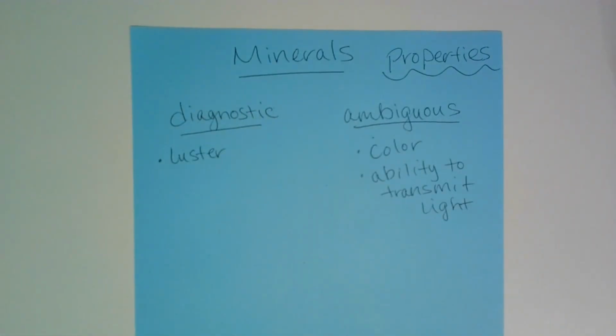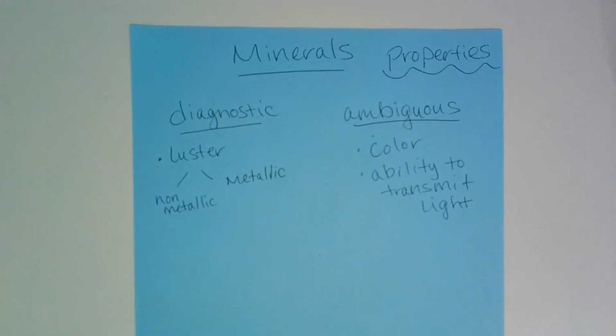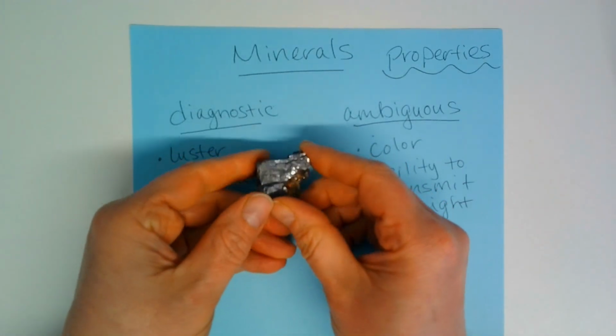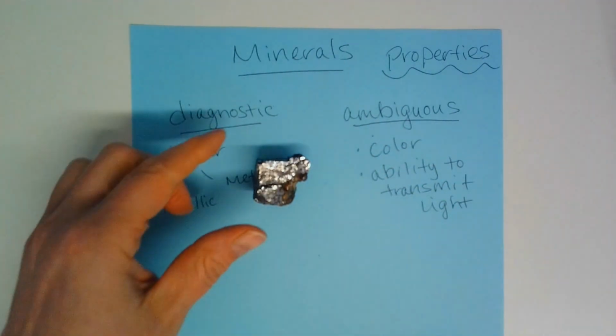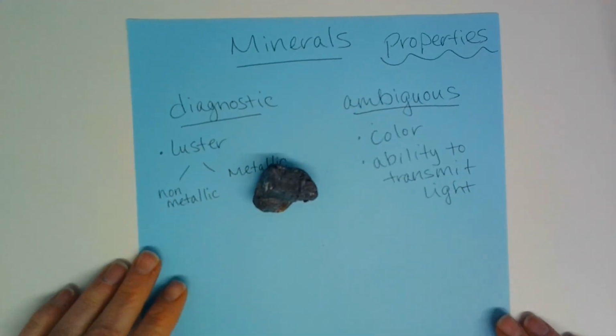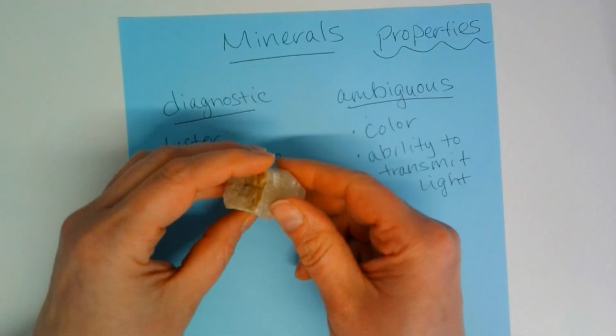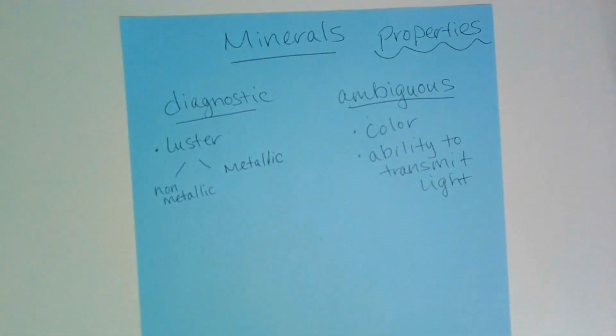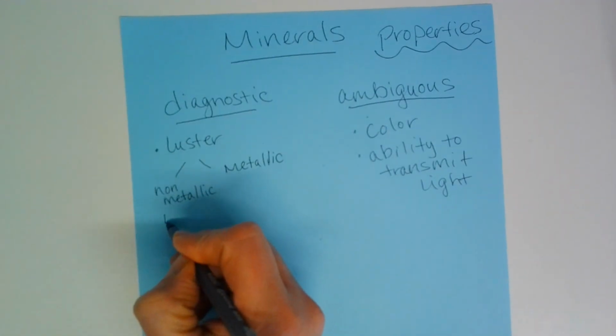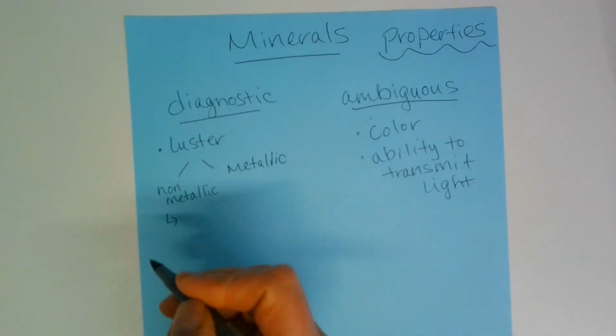Luster is a mineral's ability to reflect light. We have two types of luster, non-metallic and metallic. Metallic is pretty easy to see. It looks like a hunk of metal. It's very, very shiny. It looks metallic. Non-metallic, on the other hand, does not look like a piece of metal. Most of the minerals on Earth are non-metallic. We have a lot of ways to classify non-metallic.